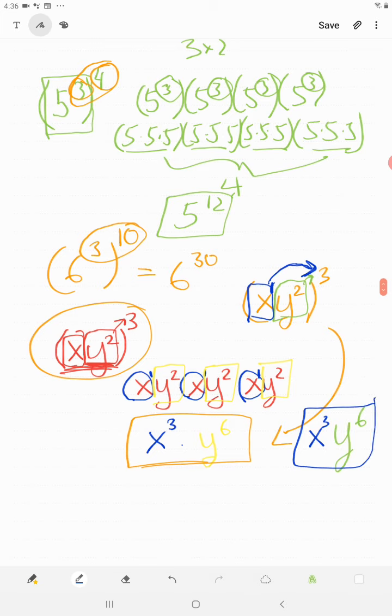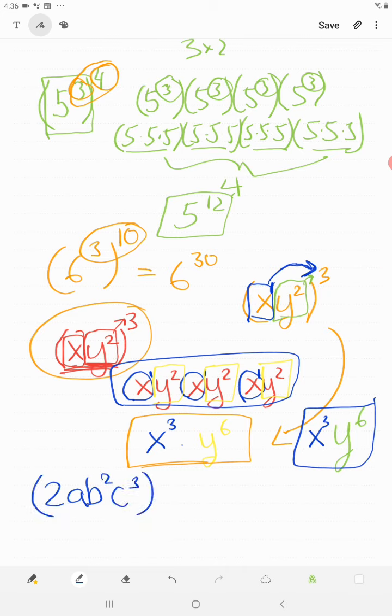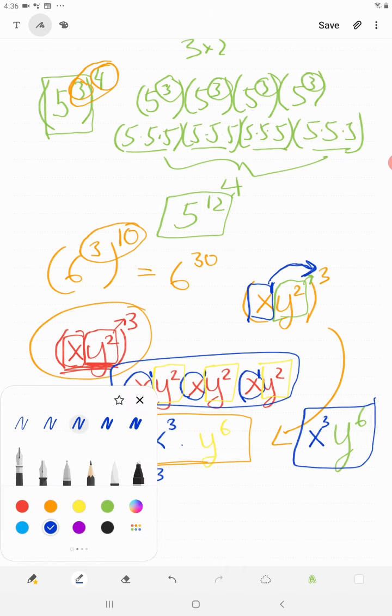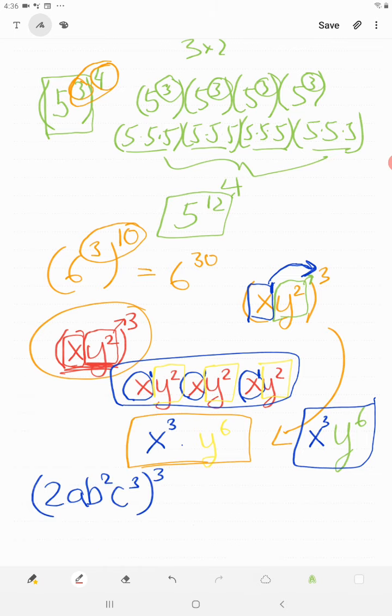And this is why the power to a power rule is important, because then you can save some time instead of doing all this work out here to figure this out. Let's do an example. Let's do (2ab²c³) raised to the 3rd power. Now I know you're like, whoa, that's a lot here. But let's just focus on each individual letter and number, okay? It's not too bad.